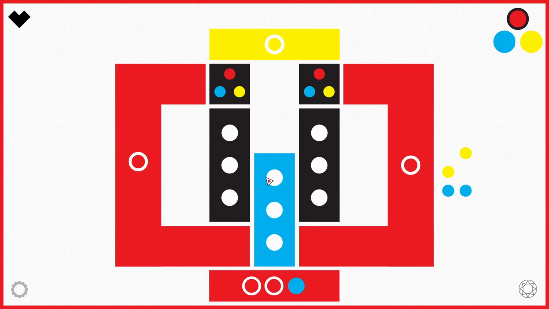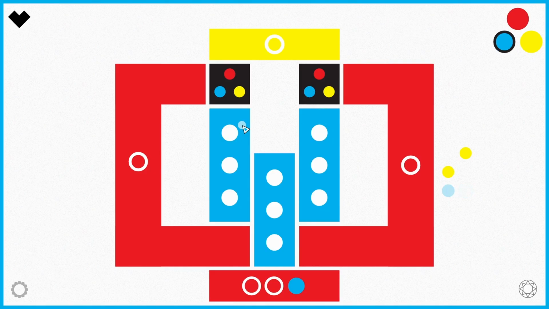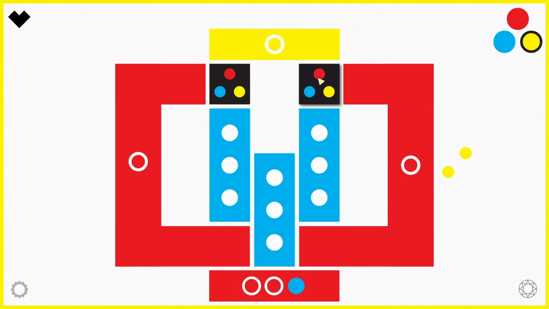Now, all the blues must be connected. Each of these must see a blue, which means that these two are yellow and this one yellow is actually two yellows.